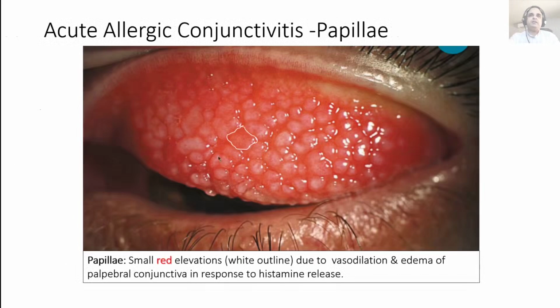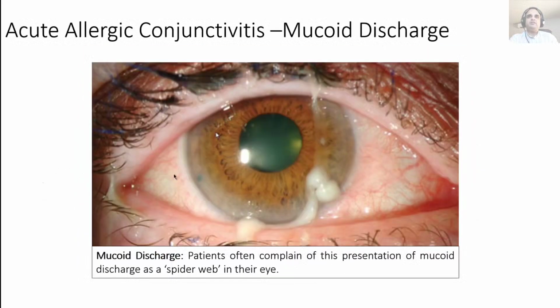These are what papillae look like. They're small red elevations. So this is an example of a papillae. And again, this is because of vasodilation and edema of the palpebral conjunctiva in response to release of histamine. Very, very characteristic of an allergic reaction. This is the mucoid discharge. To differentiate between a mucoid discharge and a mucopurulent discharge, just look at the color.